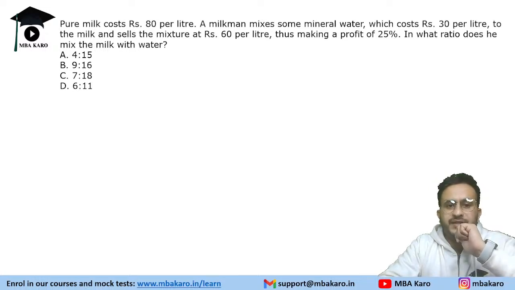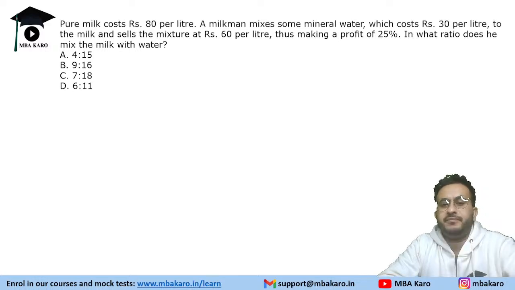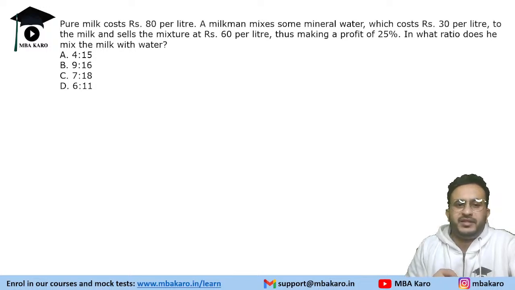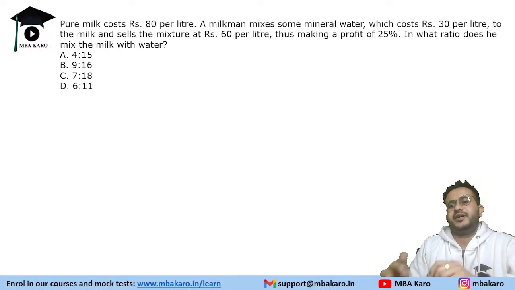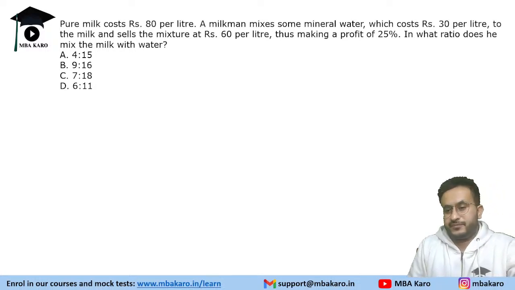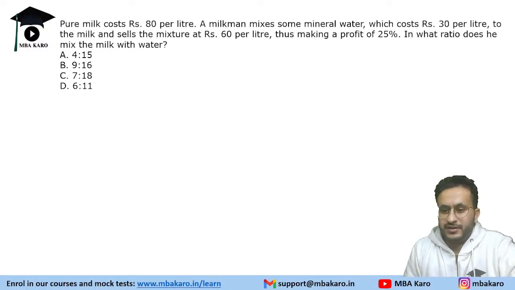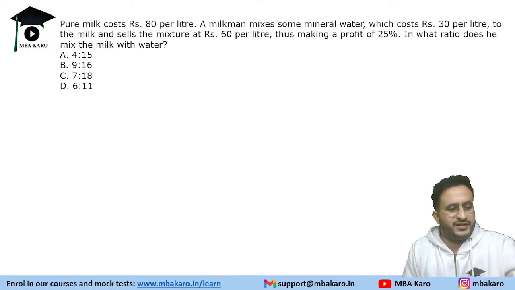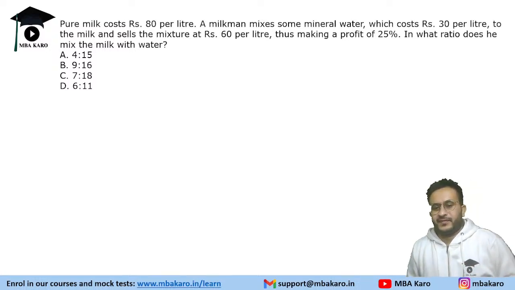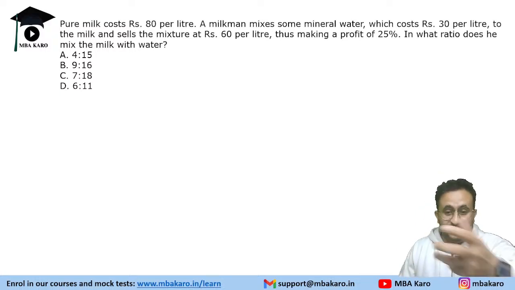Okay, pure milk costs rupees 80 per liter. A milkman mixes some mineral water, which costs 30 per liter, to the milk, and sells the mixture at rupees 60 per liter, thus making a profit of 25%. In what ratio does he mix the milk with water? Okay, so now he's cheating the people, but he's at least putting quality water into it, right? So otherwise, like, people put tap water.